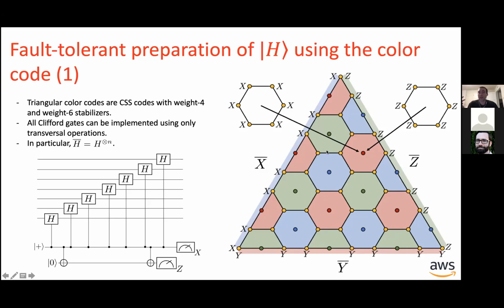And the stabilizers are going to be the colored plaquettes. So each plaquette consists of both X and Z type stabilizers. And so if you think about memory, right, because a lot of people ask, the surface code has much better thresholds than color code. So why do we even care about color codes? And that's certainly true, right?